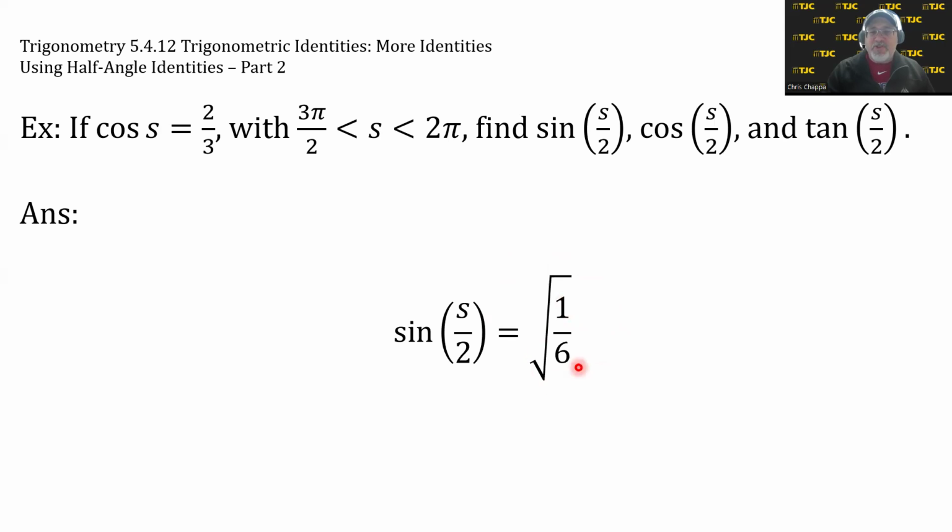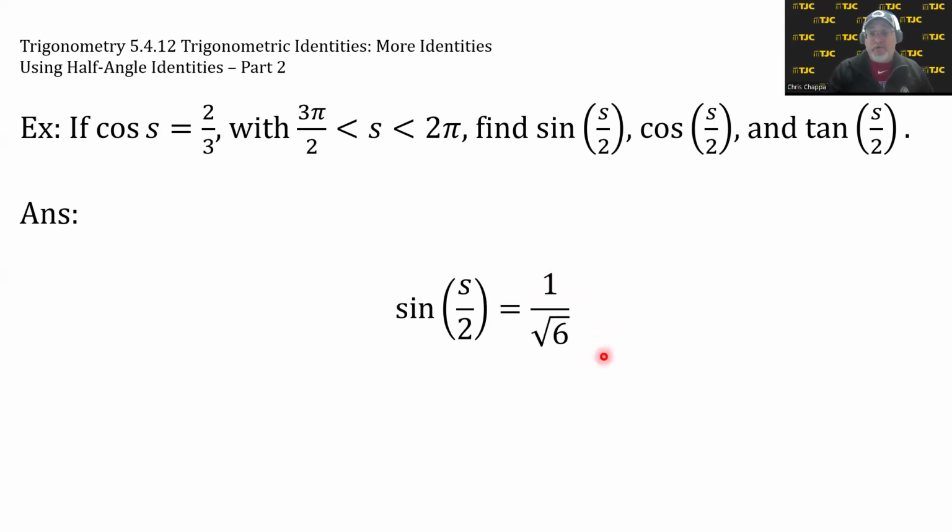And now we can split this into two square roots, square root of 1 over the square root of 6. However, the square root of 1 is just 1, so we get 1 over the square root of 6. If we rationalize the denominator by multiplying both sides by the square root of 6, the top becomes the square root of 6, but the bottom becomes just 6. So sine of s over 2 equals the square root of 6 over 6.